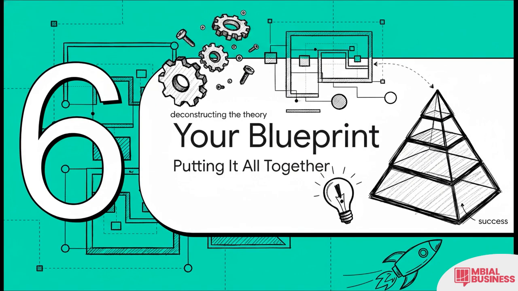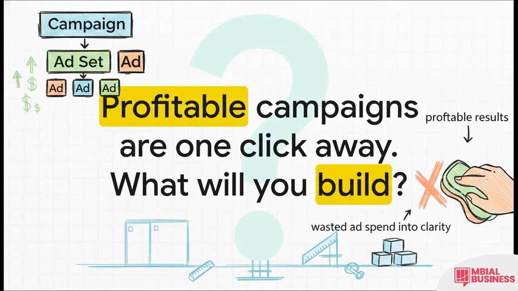Okay, let's put it all together. We've deconstructed the theory and we've used it to build something tangible and real. The key takeaway is super simple. Success with Meta Ads isn't about having the flashiest, most expensive creative, it's about having the smartest structure. This hierarchy of campaign, ad set, and ad, that is your blueprint for success. It's what transforms confusion into clarity, and it turns wasted ad spend into profitable results. You have the foundational knowledge now, so the only question left is what will you build?